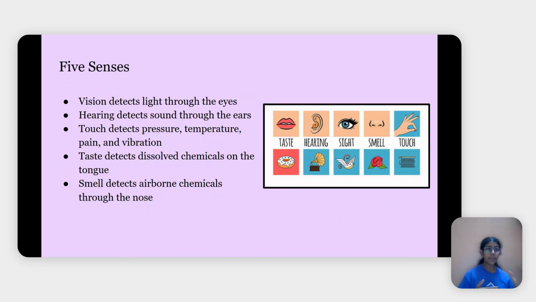Now, common sensations stem from our five senses. Vision detects light through our eyes. Hearing detects sound through the ears. Touch detects pressure, temperature, pain, and vibration. Taste detects dissolved chemicals on the tongue, and smell detects airborne chemicals in the nose.